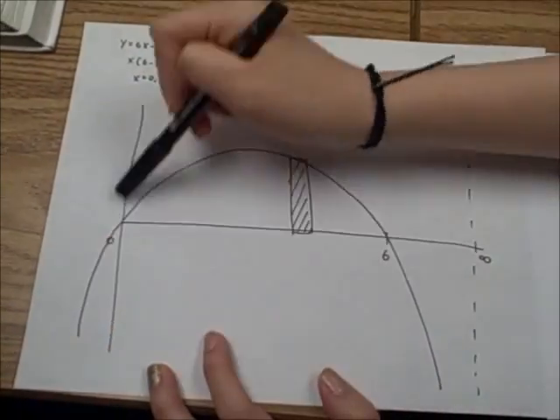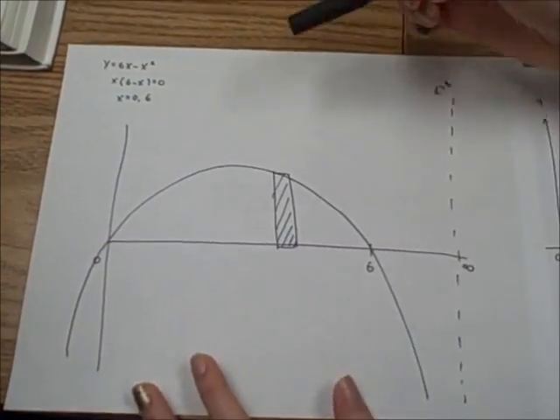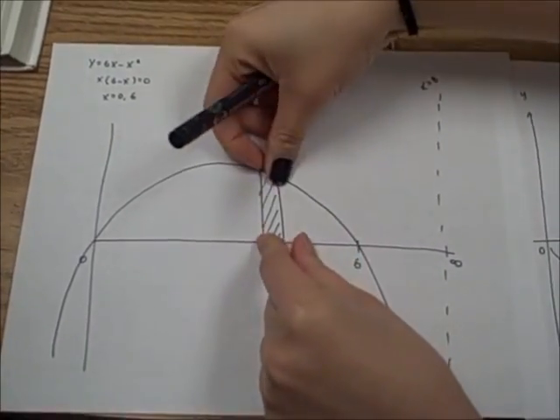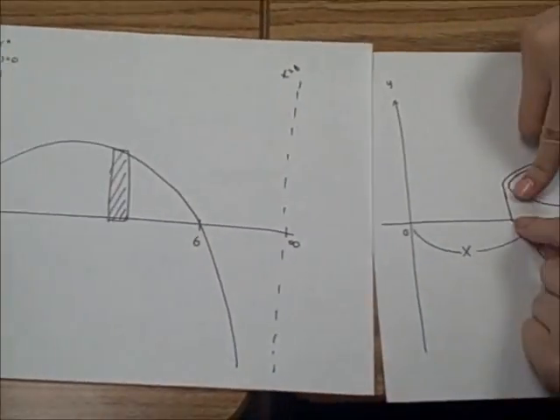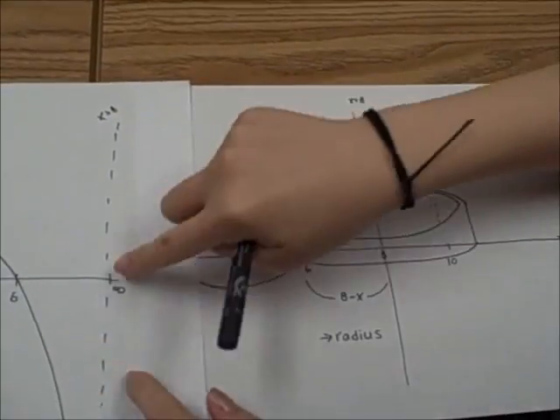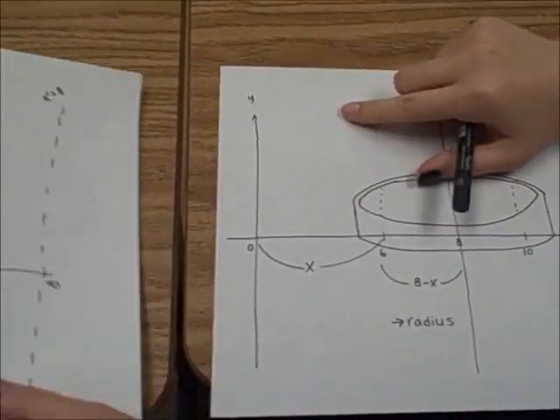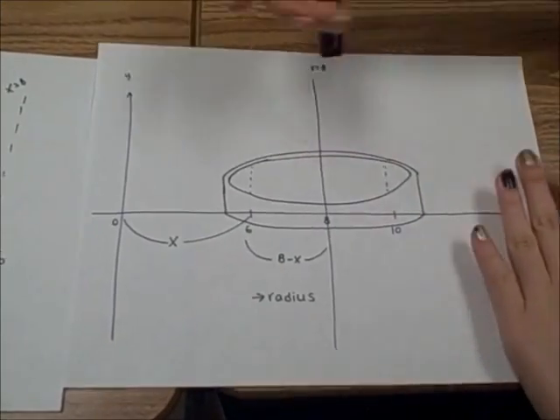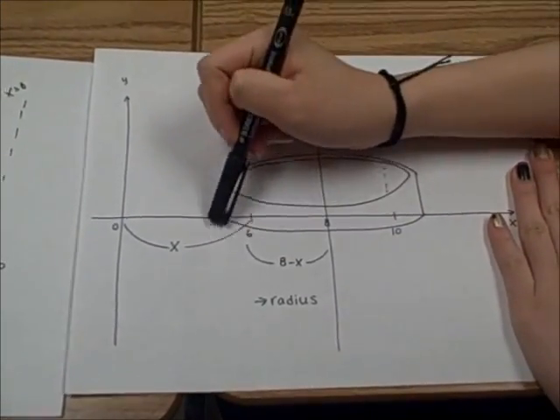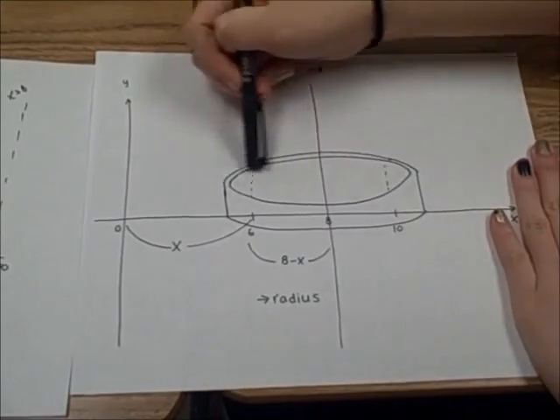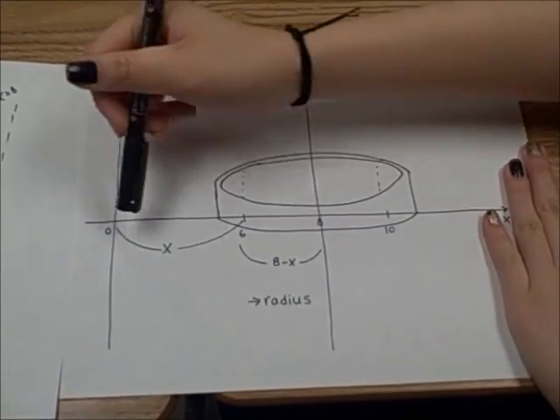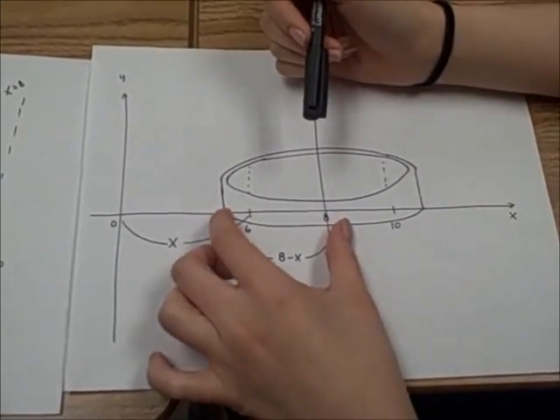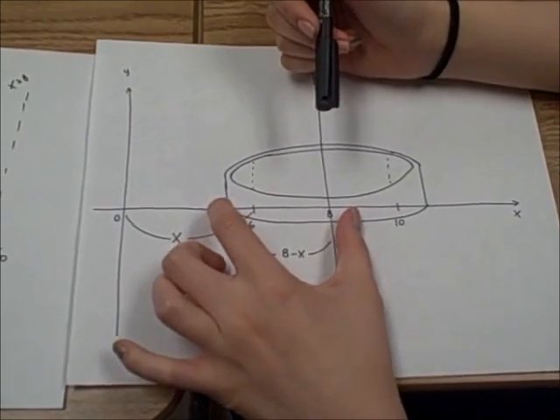Here's a graph, 6x minus x squared. And let's say we're taking this region and rotating it over x equals 8. The picture will look like this. This is the part that we rotated, and we rotated around this line. This is the x, and the radius of the shell will be 8 minus x.